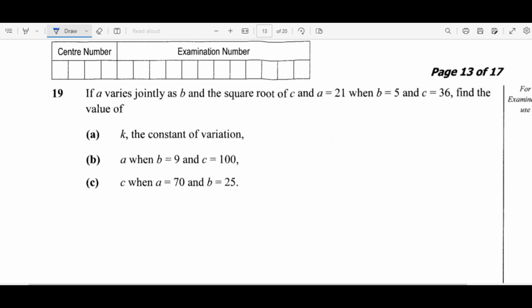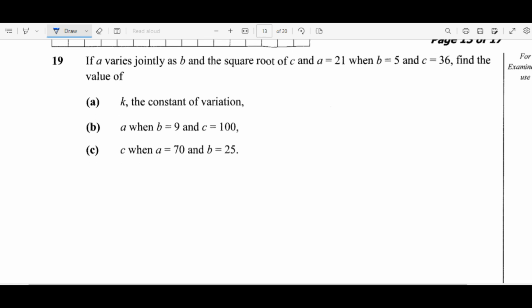Under question 19 we have variation. Now, if a varies jointly as b and as the square root of c, jointly simply means we are going to join two variations. So the variation of a and b and the variation of a and the square root of c. So let's write that. So say a varies as, what is our first letter? B, and square root of c.